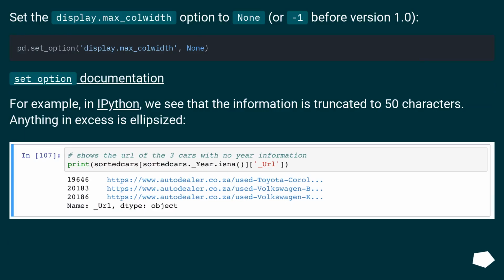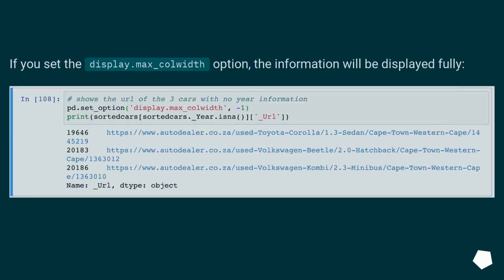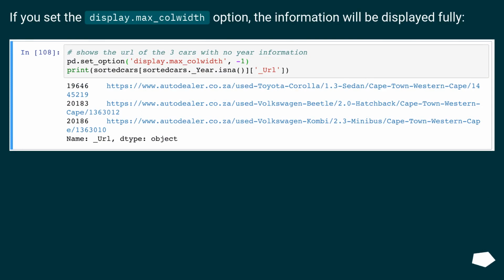Set the display.max_colwidth option to None, or -1 before version 1.0. See the set_option documentation. For example, in IPython, we see that the information is truncated to 50 characters. Anything in excess is ellipsized. If you set the display.max_colwidth option, the information will be displayed fully.